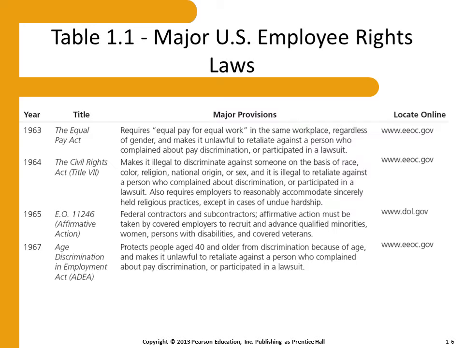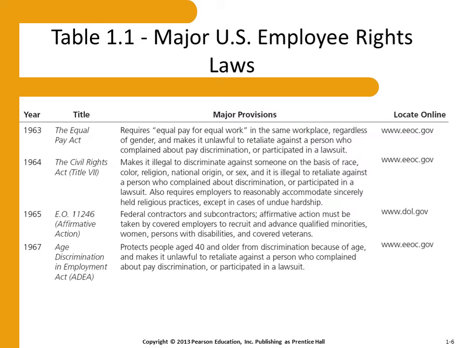EO 11246, or the Affirmative Action Act, requires that federal contractors and subcontractors take affirmative action to recruit and advance qualified minorities, women, persons with disabilities, and covered veterans. And that was enacted in 1965.